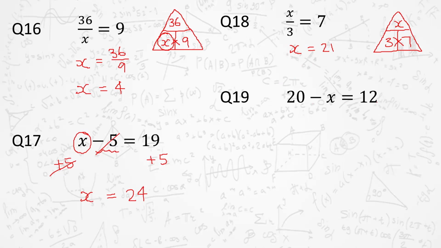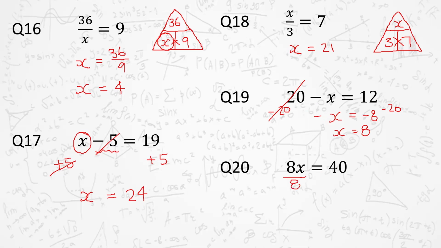Question 19. 20 minus x equals 12. So take away 20 from both sides. I have minus x equals 12 minus 20, which is minus 8. Therefore, my x equals 8. Last question. Question 20. 8x equals 40, divided by 8 on both sides. So I have x equals 5.